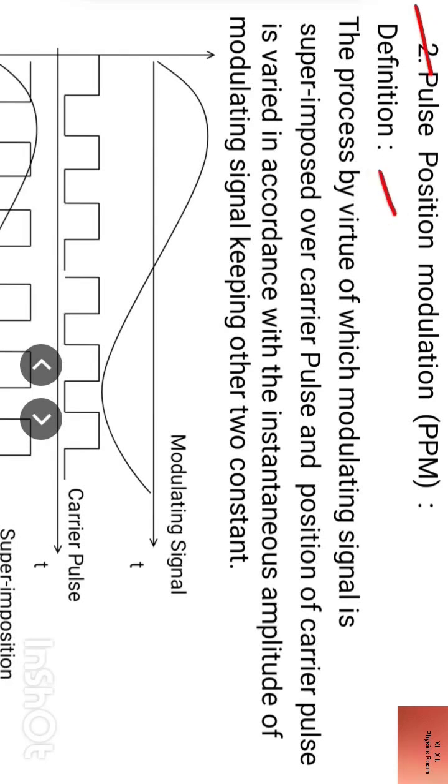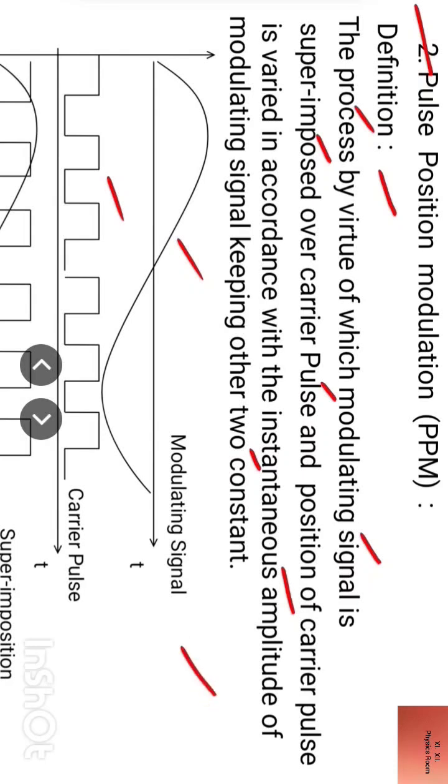Okay. Now second, pulse position modulation, that is PPM. Let us define. The process by virtue of which a modulating signal is superimposed over a carrier pulse and the position of the carrier pulse is varied in accordance with the instantaneous amplitude of the modulating signal, keeping the other two parameters constant. I repeat, the process by virtue of which a modulating signal is superimposed over a carrier pulse and the position of the carrier pulse is varied in accordance with the instantaneous amplitude of the modulating signal, keeping the other two parameters constant.